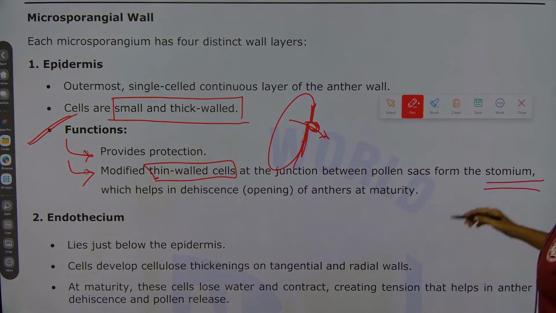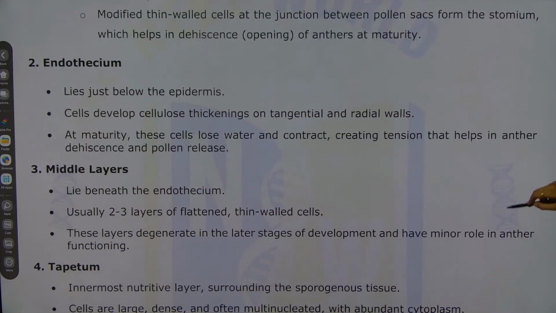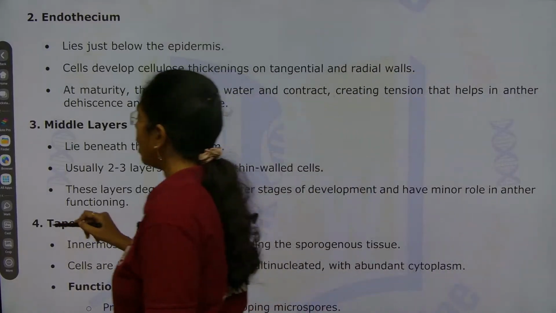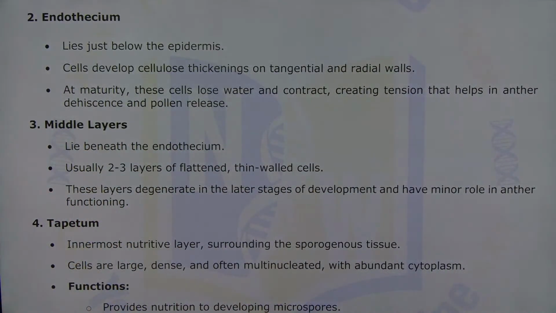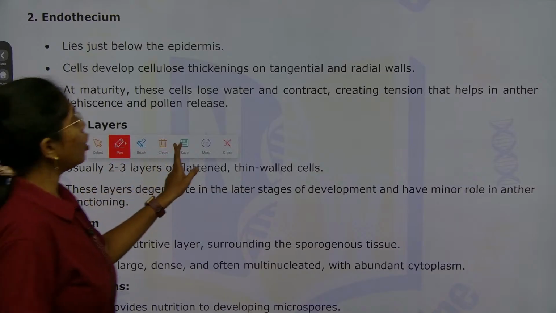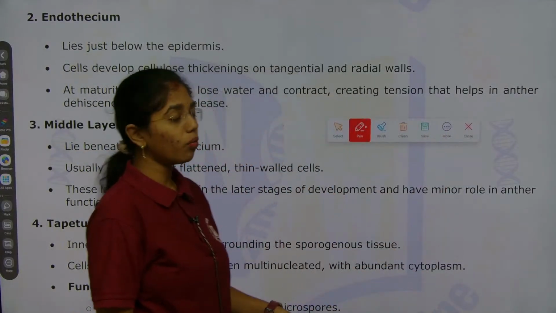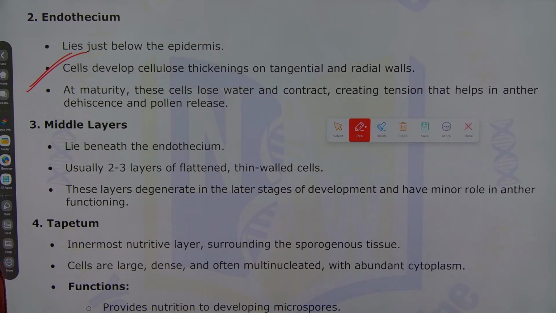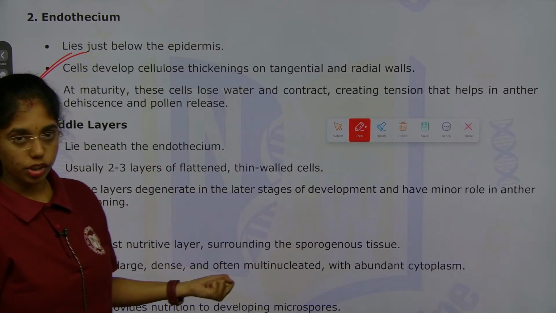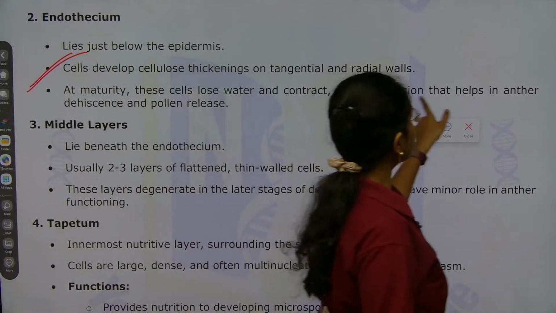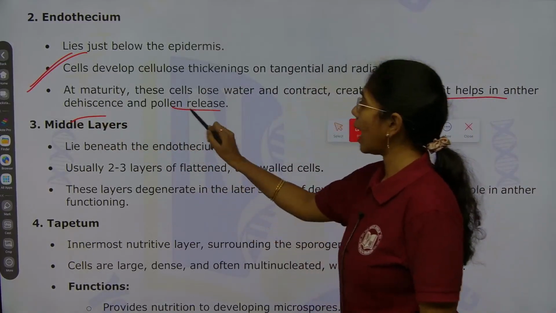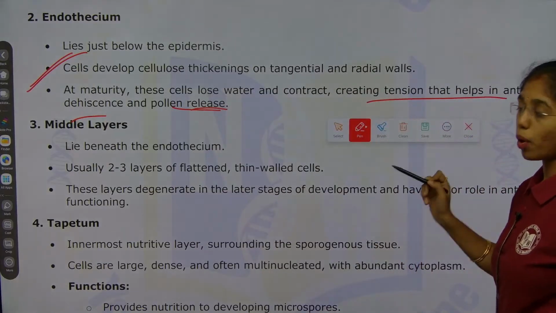Now endothecium, second is what? Endothecium, middle layers, and then tapetum. So here you see endothecium, this will lie below the epidermis and cells will develop cellulosic thickenings on the tangential walls. At maturity, these cells will lose water and they will contract. Okay, this will create a tension that helps in anther dehiscence and pollen release.